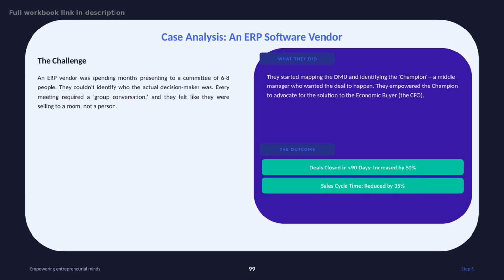An ERP software vendor was spending months presenting to a committee of 6 to 8 people and never getting a straight answer, because they couldn't tell who the actual decision maker was.